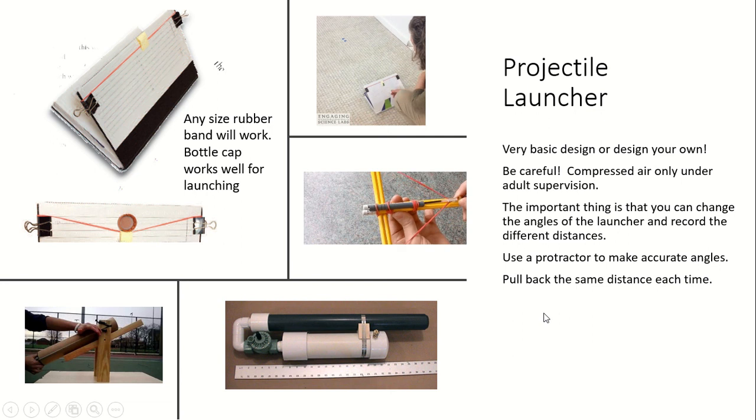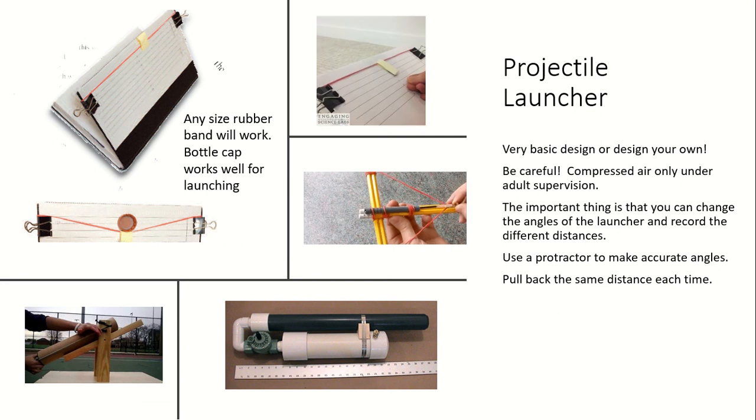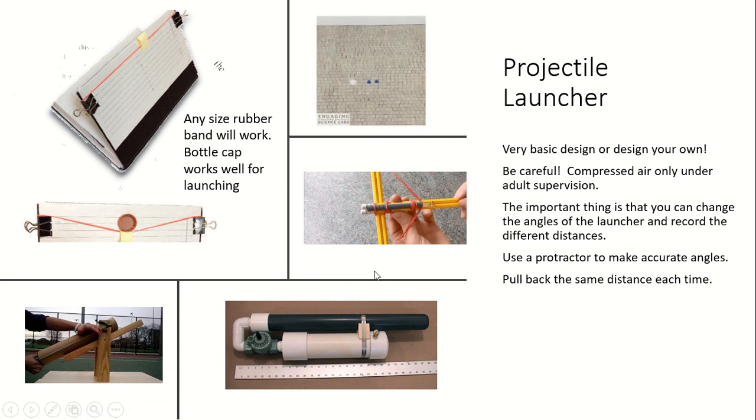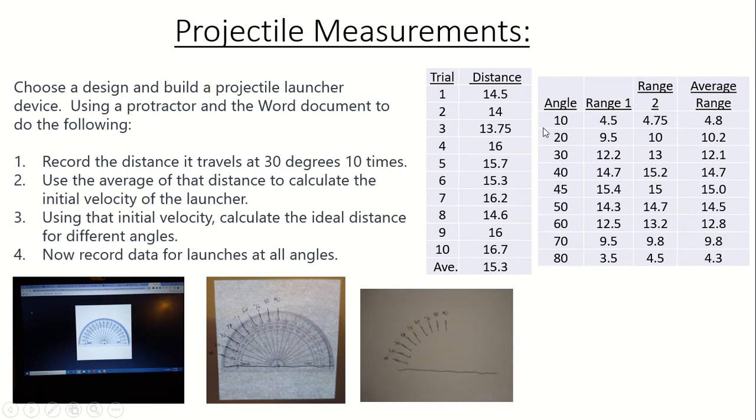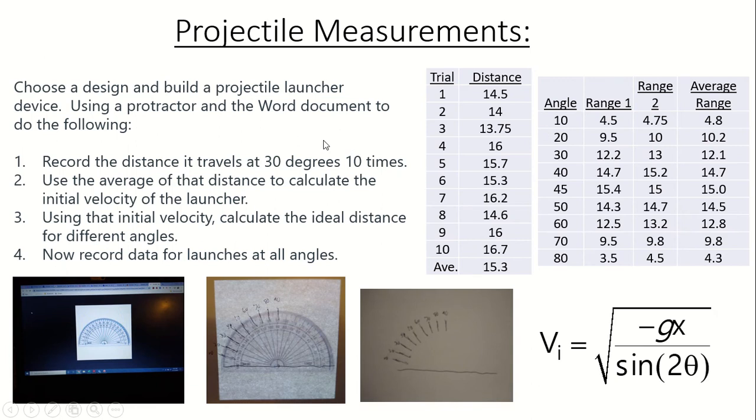So, what do I do with this? How do I do all this, you may ask? Let me show you. All right, here's what you're going to do. You're going to build your projectile launcher. There is a Word document on Canvas that you download that has these charts in there. These are empty. So what you do is once you've built it, you use a protractor.